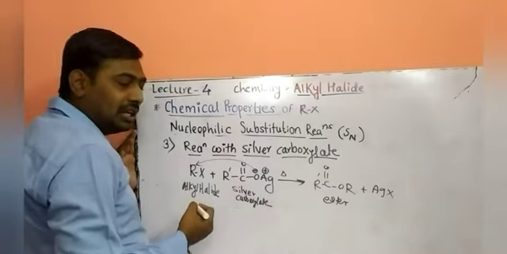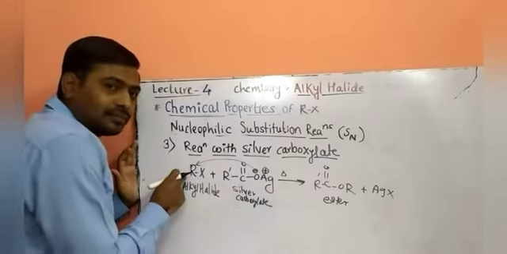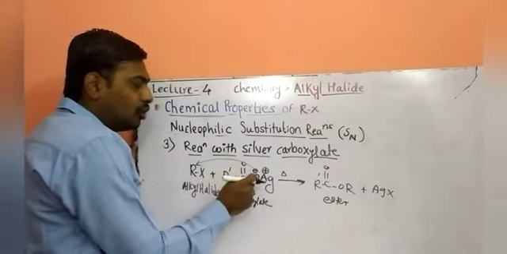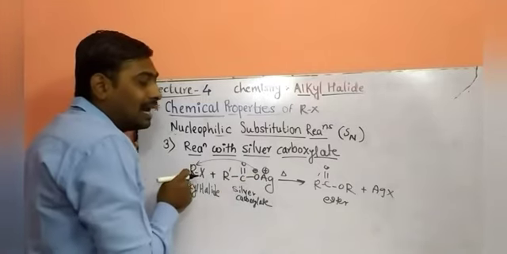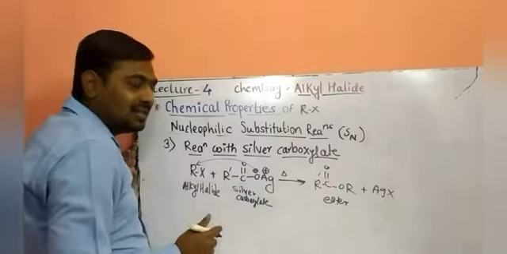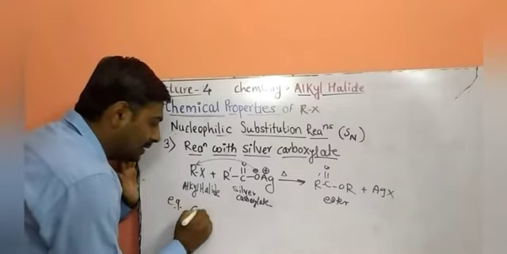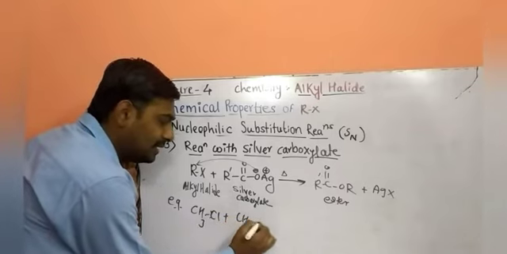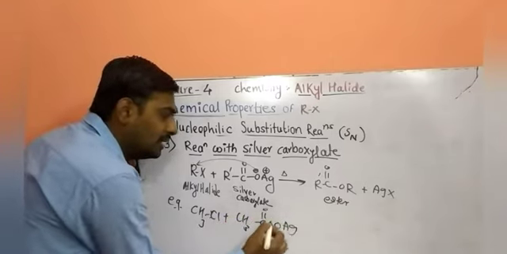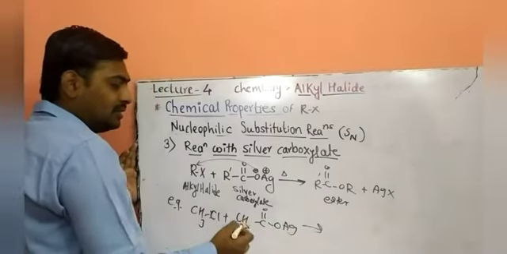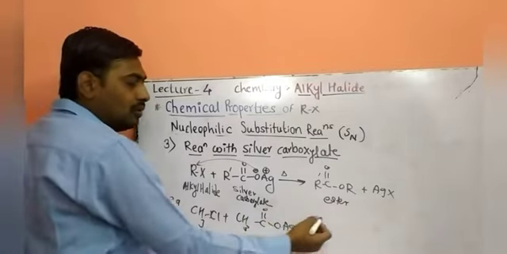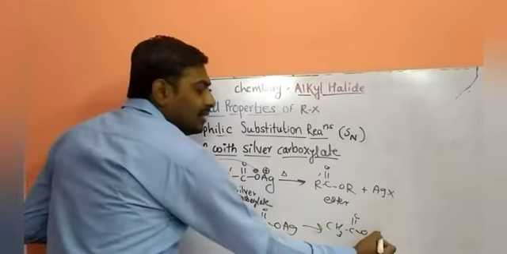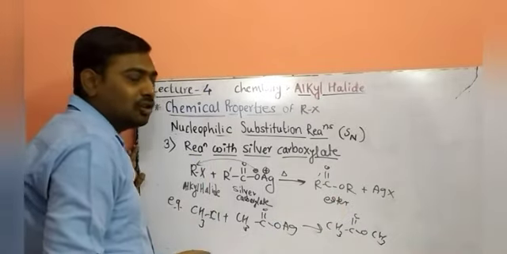We'll discuss the general reaction. RX reacted with this silver salt gives RC double bond O OR, an ester, as the product. Now an example. CH3X, that is chlorine, reacted with CH3C double bond OOAg. So what does it give? It gives CH3C double bond O, O, and this CH3 as the substituted product. So what is the nomenclature of this compound?